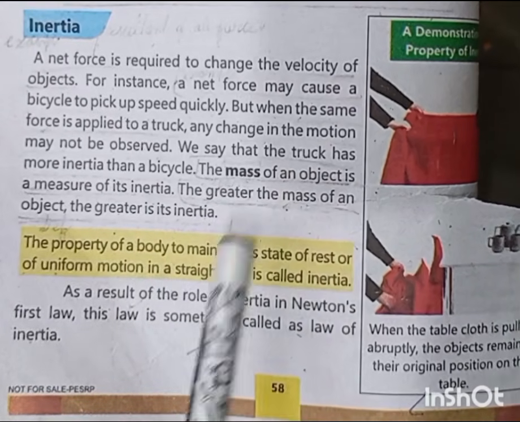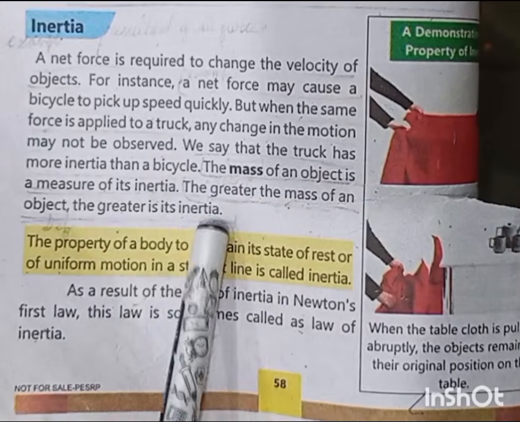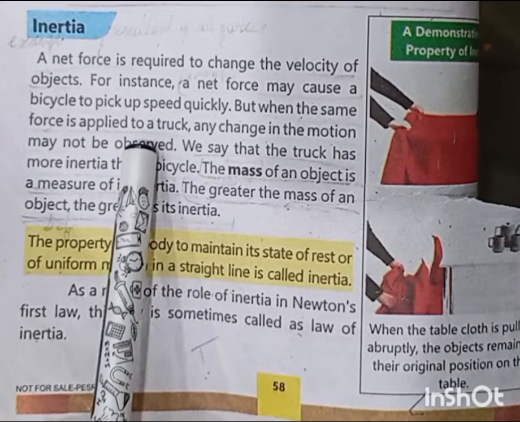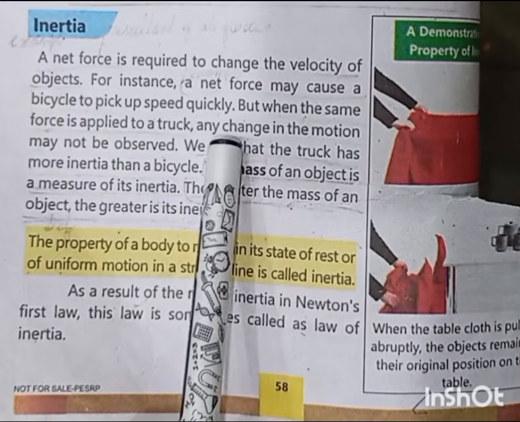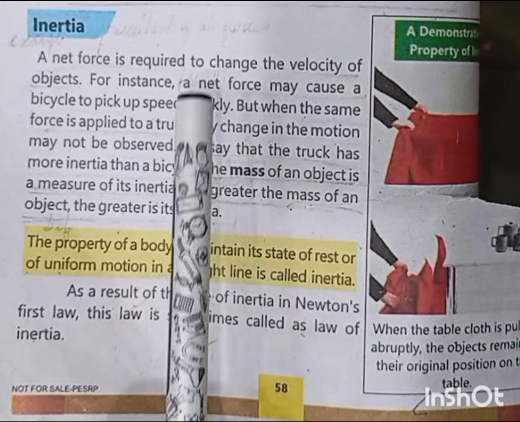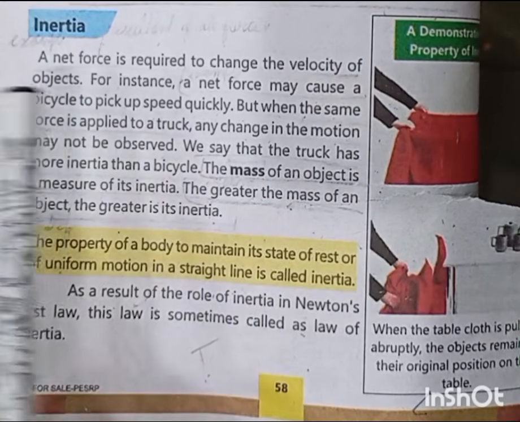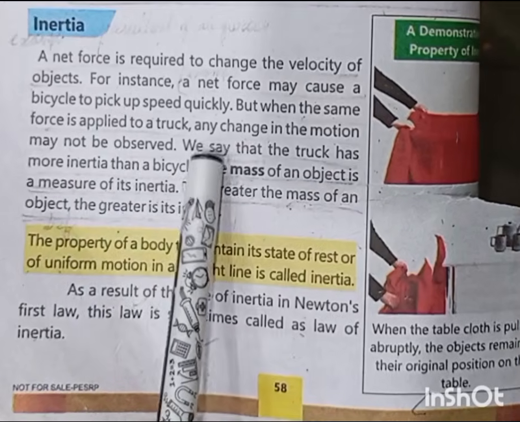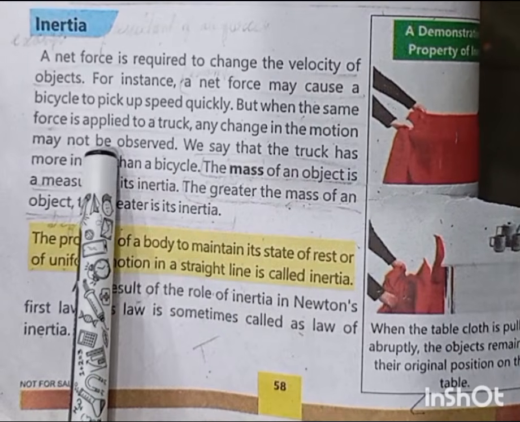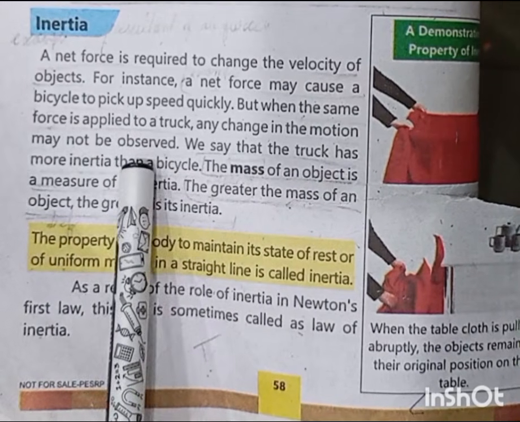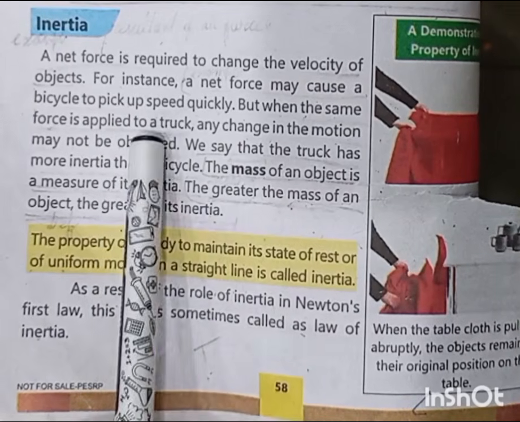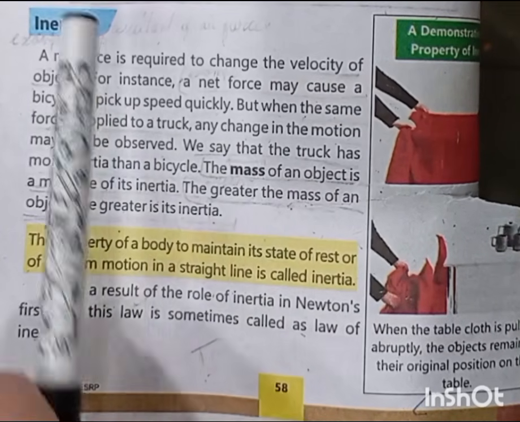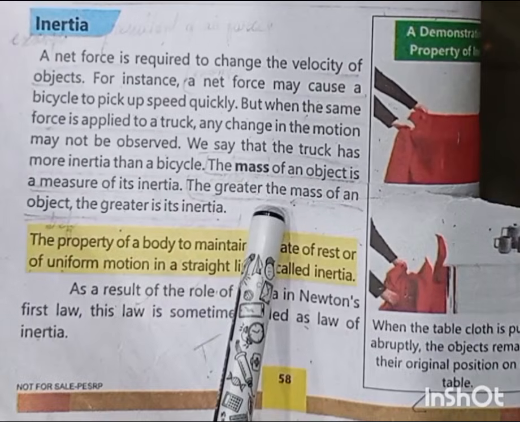Let's explain with an example. Let us consider we have a bicycle which is moving in a straight line. We are applying some force to stop the bicycle. Is it possible that the same amount of force, if we apply it on a truck, will change the motion of the truck? No, it's not possible, because inertia depends on the mass of an object.